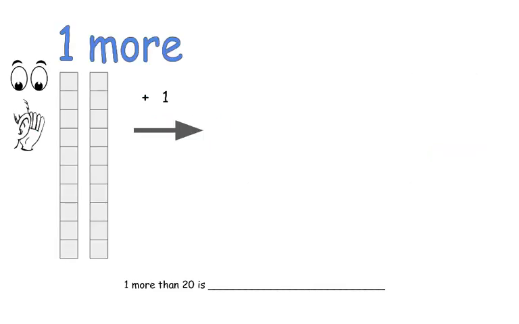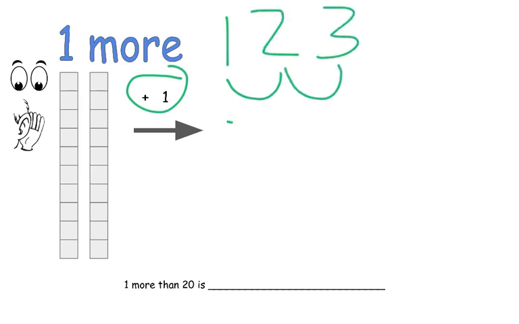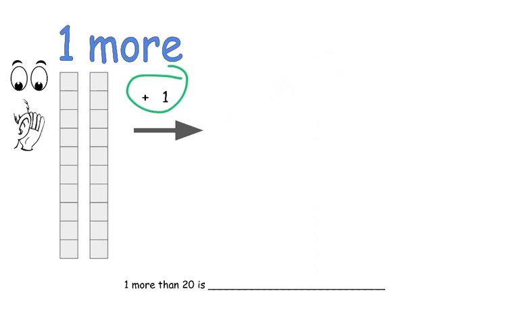Alright, so we're going to work on one more first. So one more is like adding 1. You can see here. One more is also like counting on. So when we count 1, 2, 3, this is all adding 1.